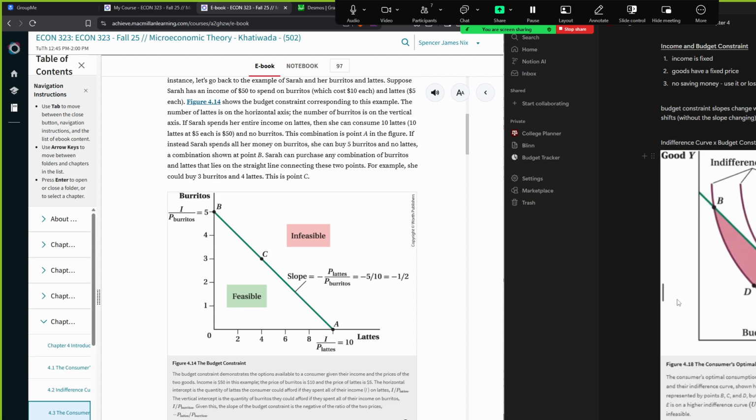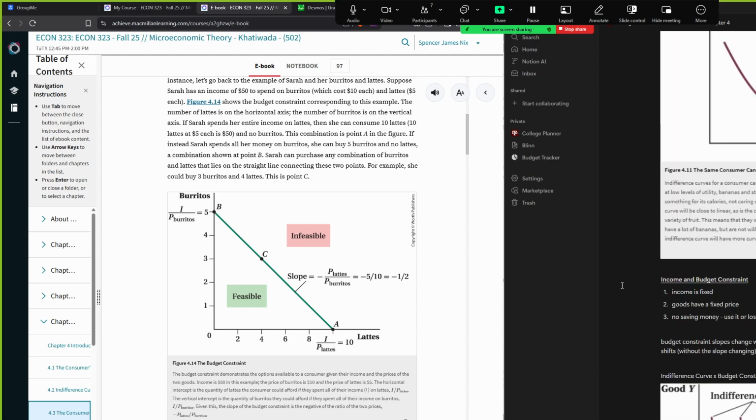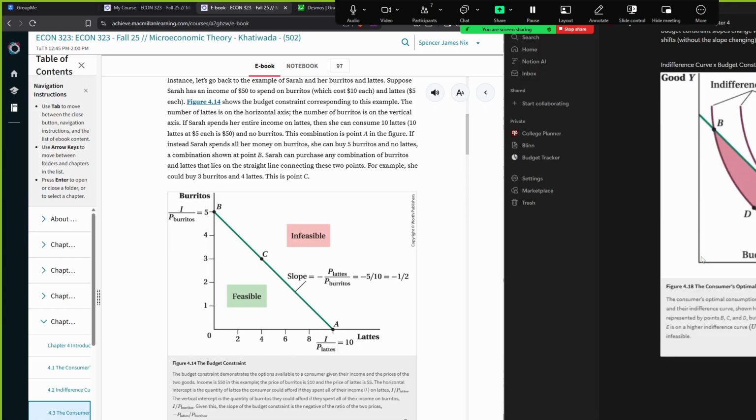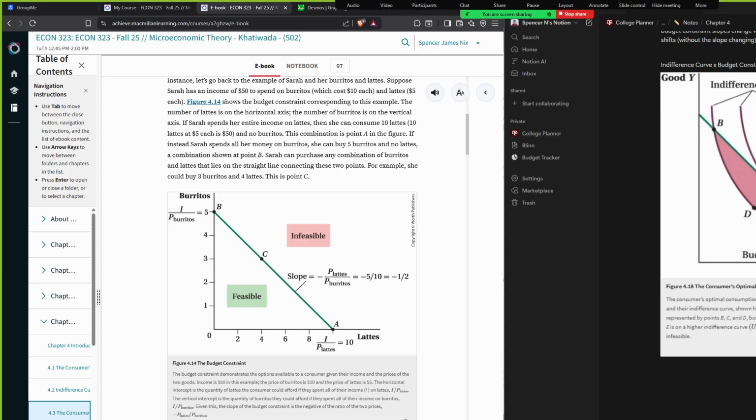Are you guys understanding this? That's all the notes I took for this chapter. Did you guys have any questions? If not, you can throw a thumbs up or whatever. Sick. All right.